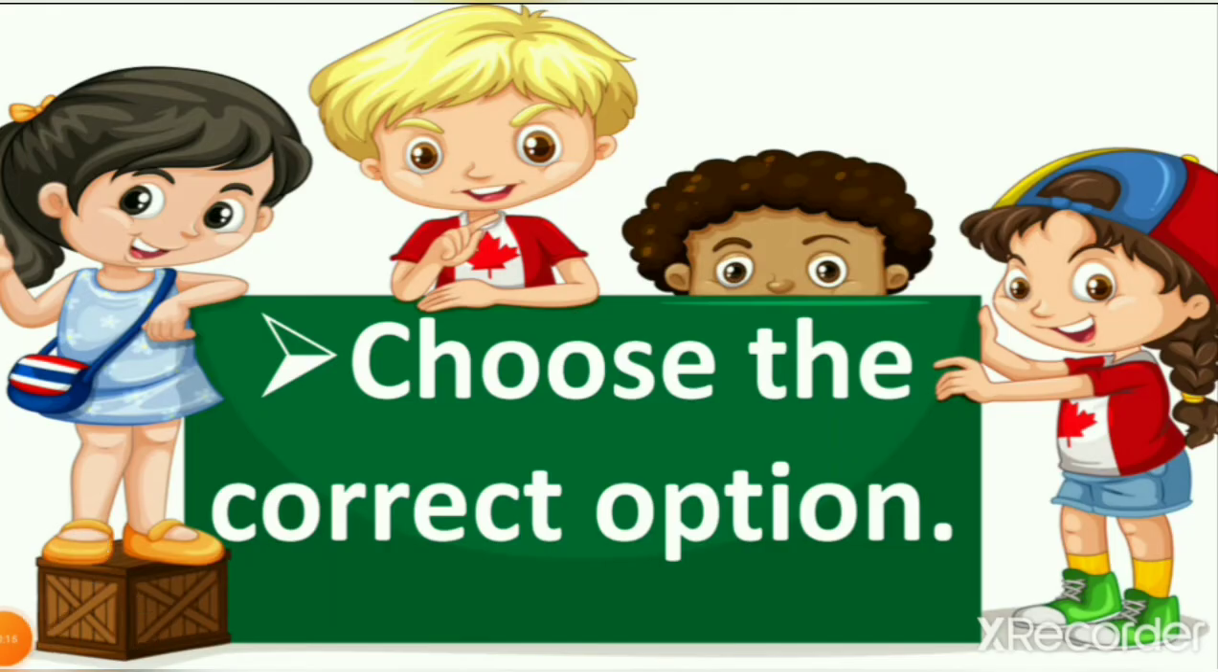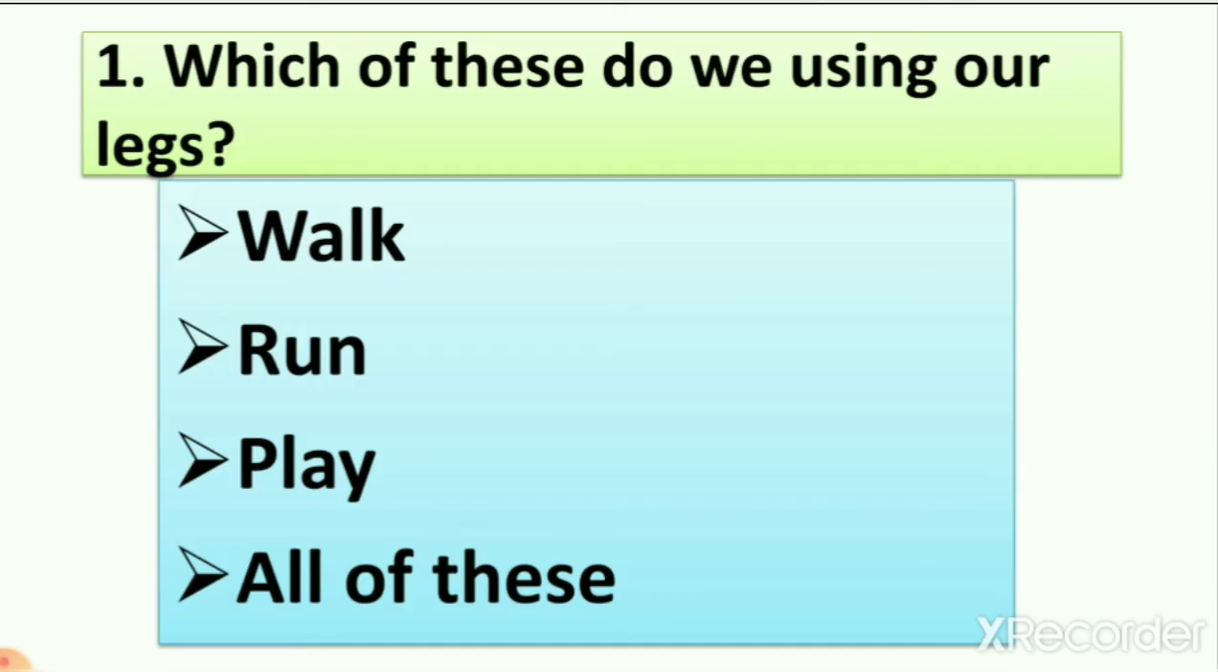Our next question is to choose the correct option. So we have 4 options and we have to write one correct option from these. So let's see, number 1. Which of these do we do using our legs? When we learn about legs, we learn that our legs help us to walk, run, play, and many other things like cycling, swimming, and driving vehicles, right?